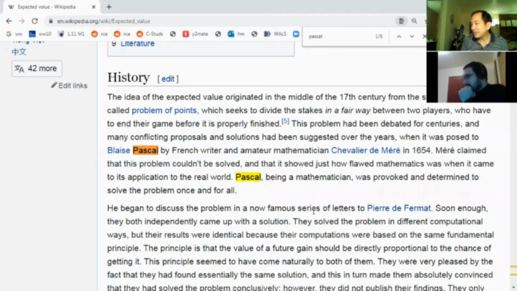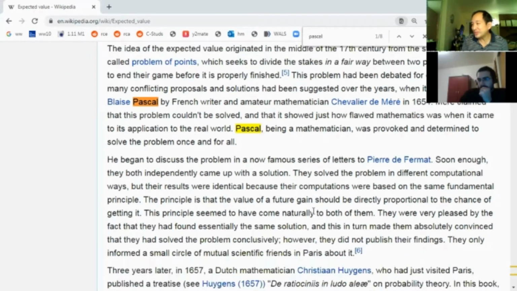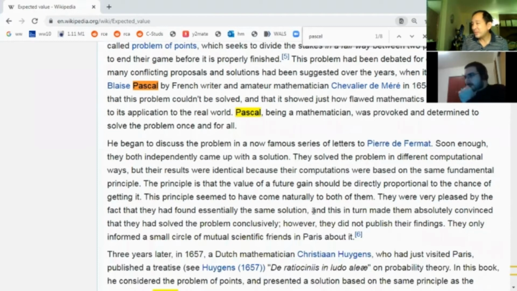They solved the problem in different computational ways, but the results were identical because their computations were based on the same fundamental principle. The principle is that the value of a future gain should be directly proportional to the chance of getting it. This principle seemed to have come naturally to both of them. They were very pleased by the fact that they had found essentially the same solution, and this in turn made them absolutely convinced that they had solved the problem conclusively. However, they did not publish their findings. They only informed a small circle of mutual friends in Paris about it.